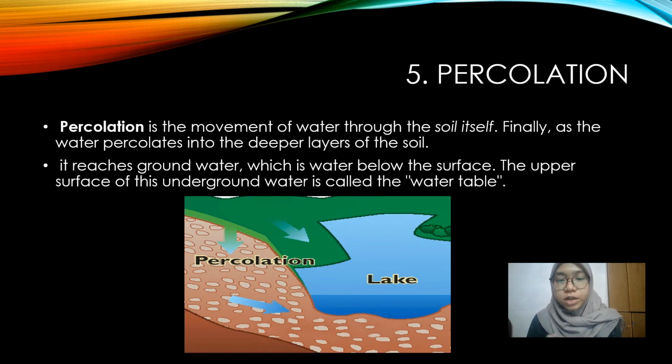Percolation. Percolation is the movement of water through the soil itself. Finally, as the water percolates into the deeper layers of the soil, percolation can reach groundwater, which is water below the surface. The upper surface of this underground water is called the water table.